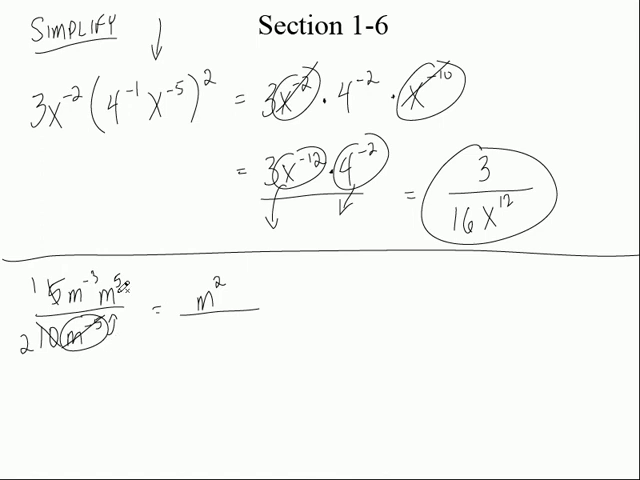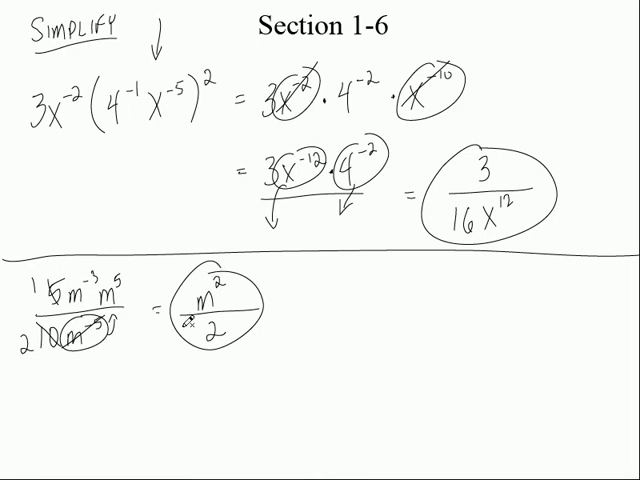Wouldn't that be the same thing if I would have moved that m to the third down to the bottom? Because I would have had an m to the fifth on top, m to the third on the bottom. It's still m squared either way you do it. But that just saves you a step by doing it that way. And what else is left? Oh, don't forget the 2. That's on the bottom. And that's it. That's all there is to it.